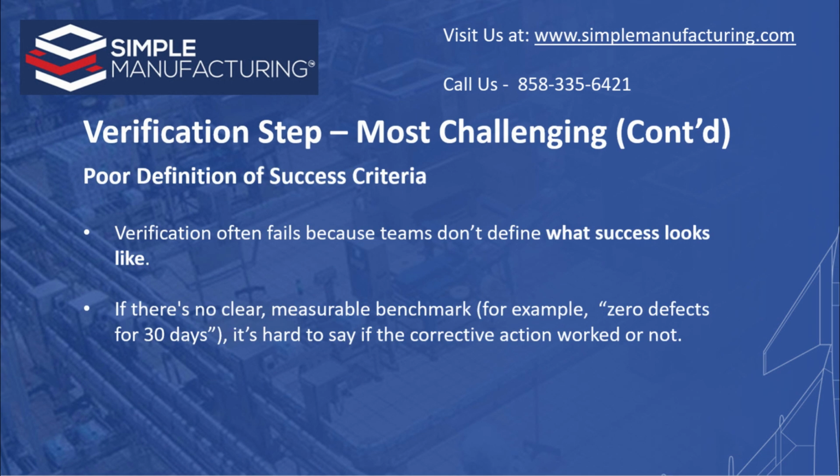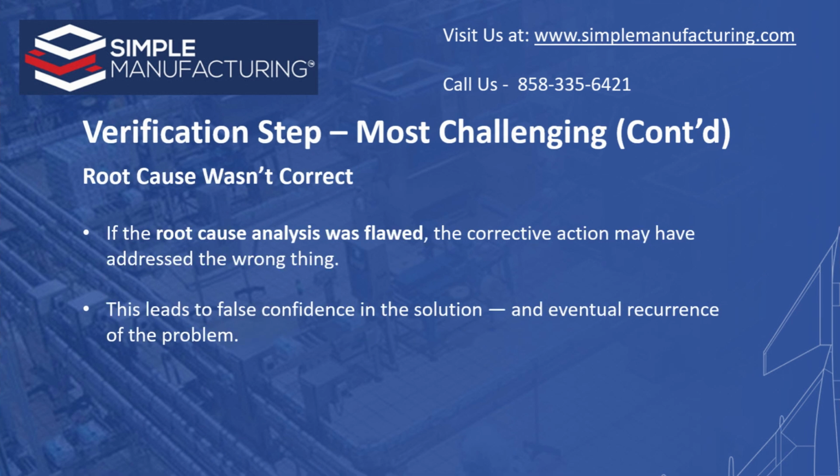Third, poor definition of success criteria. Verification often fails because teams don't define what success looks like. If there's no clear, measurable benchmark, for example, 0 defects for 30 days, it's hard to say if the corrective action worked or not. Fourth, root cause wasn't correct. If the root cause analysis was flawed, the corrective action may have addressed the wrong thing. This leads to false confidence in the solution and eventual recurrence of the problem.